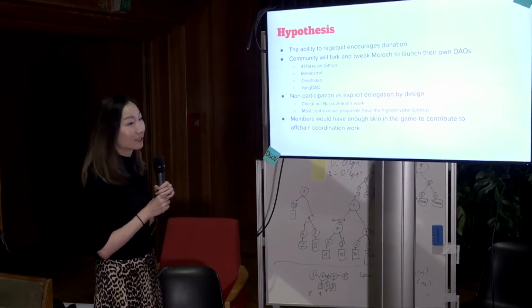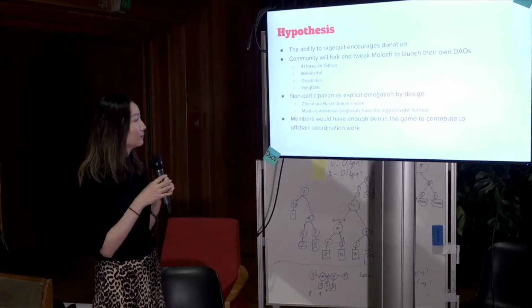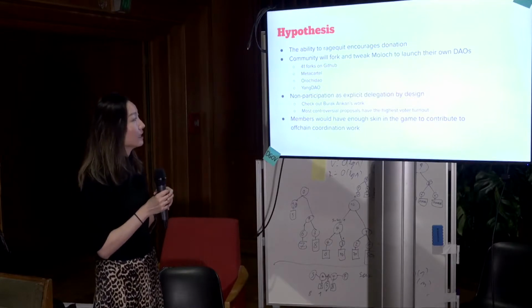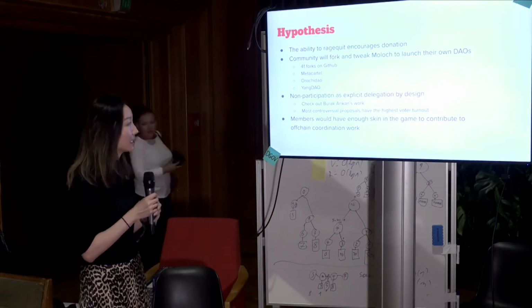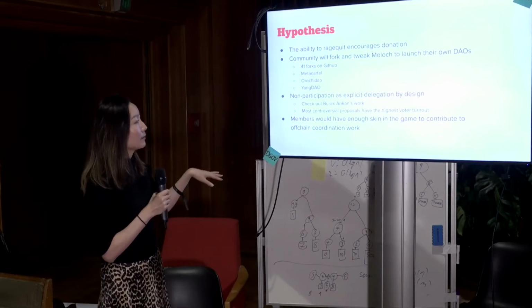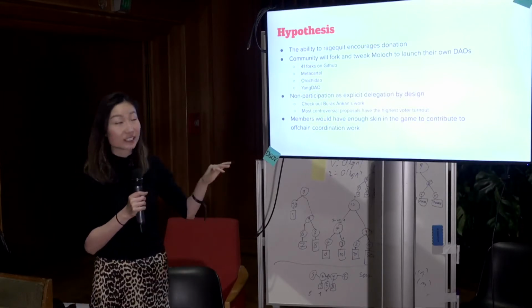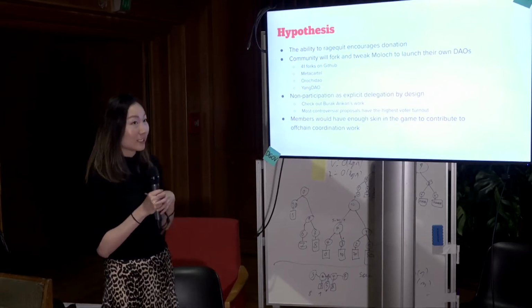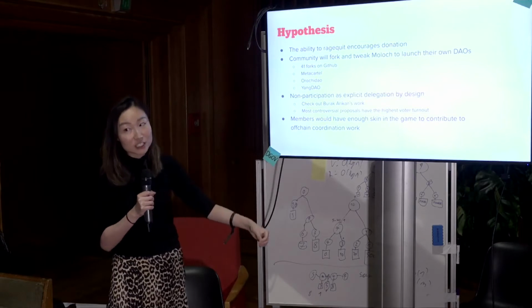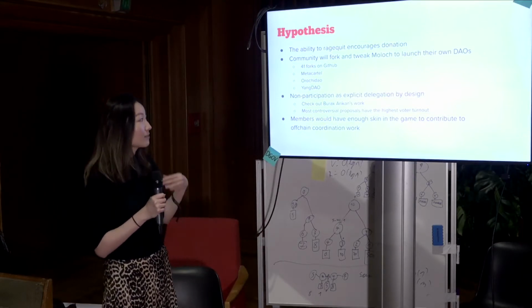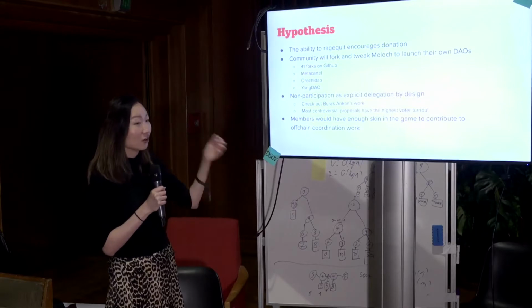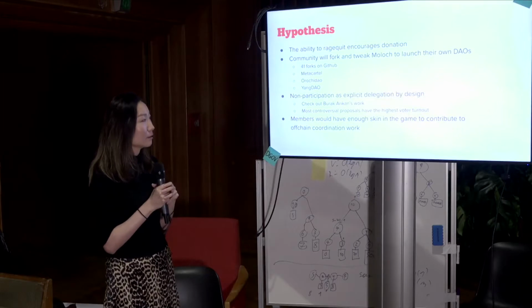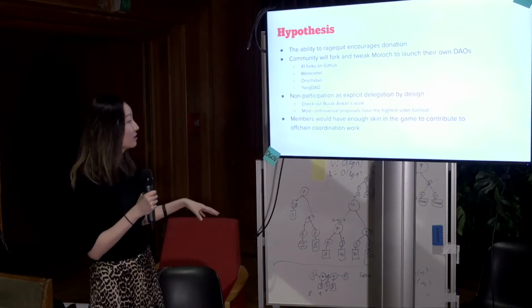We also think that non-participation in voting activities is actually an explicit delegation by design. There's some interesting work by Burek Erican, who presented here yesterday, so check that out, on voting and participation. And it's actually worked out, because we see a lot of times people don't vote on issues because they agree with the outcome. But when something's really controversial, voting turnout is the highest. So the most controversial proposal actually has the highest voting turnout.